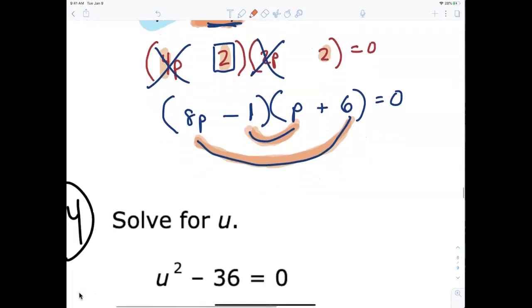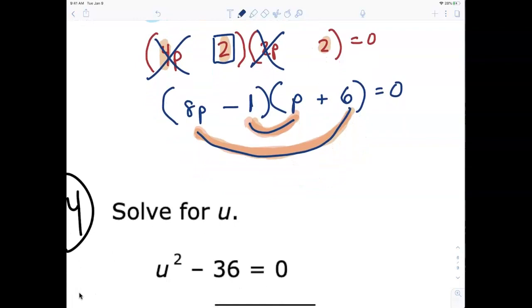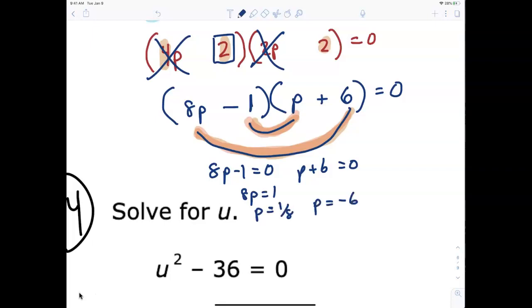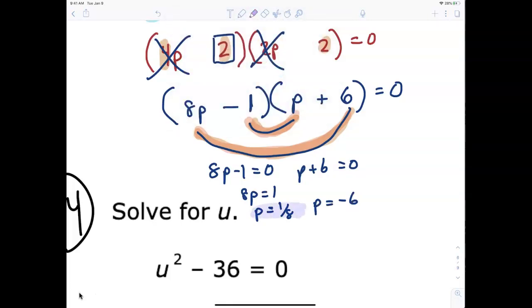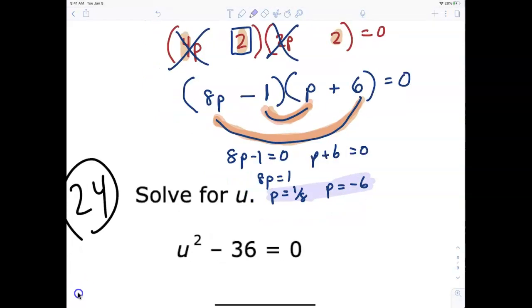Alright? So now after we got it factored, we set the factors equal to 0. So 8p minus 1 equals 0. p plus 6 equals 0. Add 1. Divide by 8. And over here, subtract 6. Alright, so again, my solutions, p equals 1/8 and p equals negative 6. Okay, so again, I'm really super glad we're reviewing this.